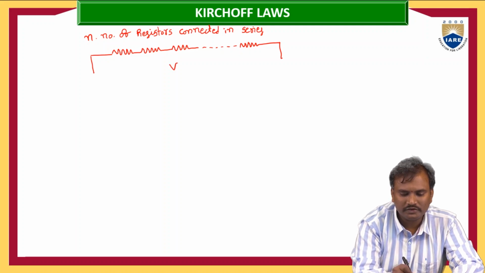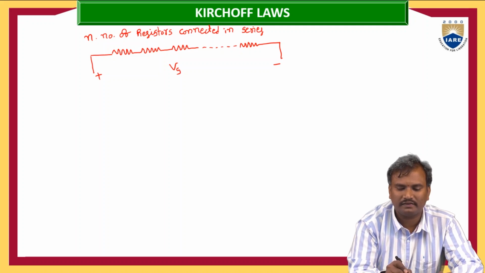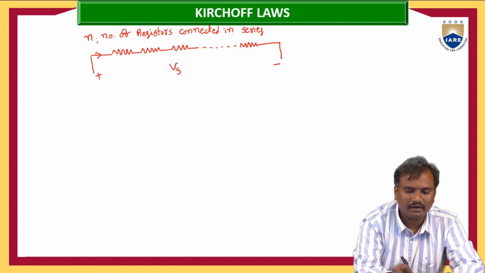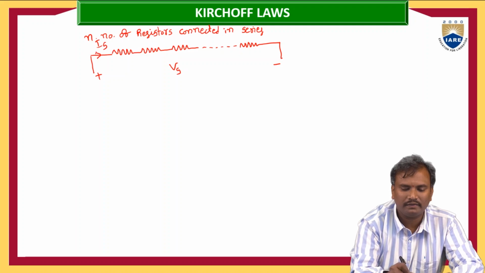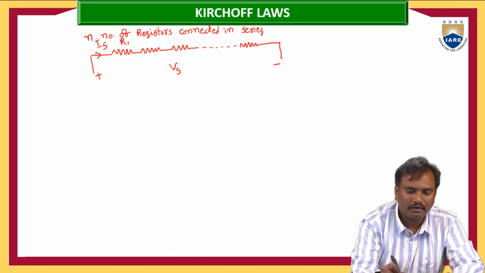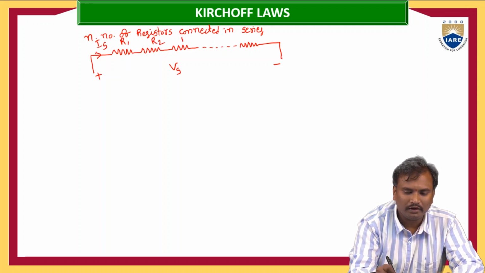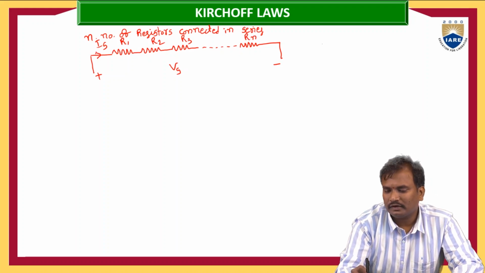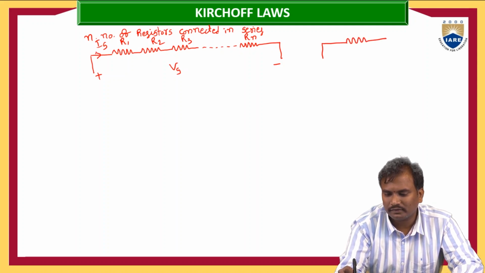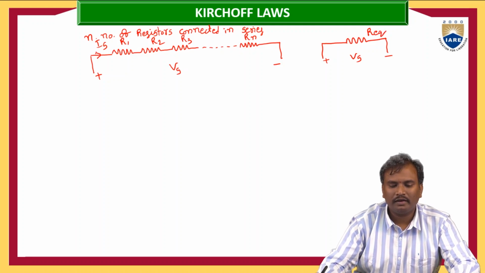This is the voltage which we are going to give for the resistors. This is Vs, let us consider, and this is the current which is flowing through it, Is, through R1, R2, R3, and so on, Rn. And here let us consider one equivalent resistance, R equivalent, with the source Vs.